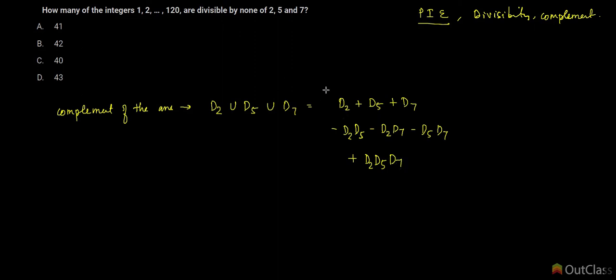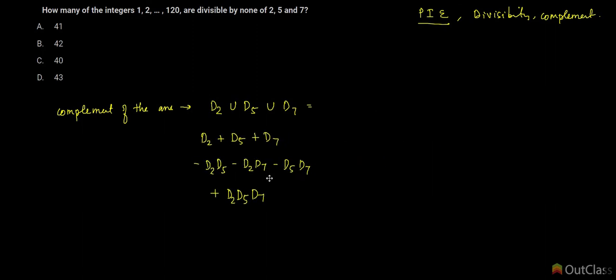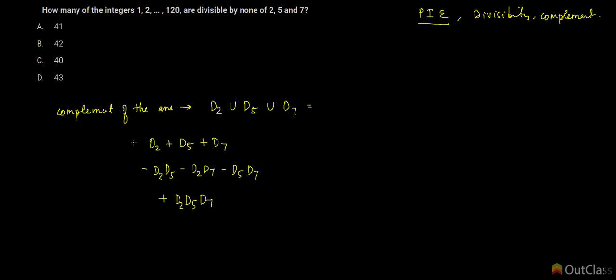I think I'll write it below. Now, the number of integers between 1 and 120 which are divisible by 2 is 60, half of them. Every second number is divisible by 2. Every fifth number is divisible by 5, so the count is 120 by 5, 24. 120 by 7 is 17 and a remainder, 17 multiples. The numbers are 7, 14, 21, all the way up till 119, which happens to be 17 into 7.